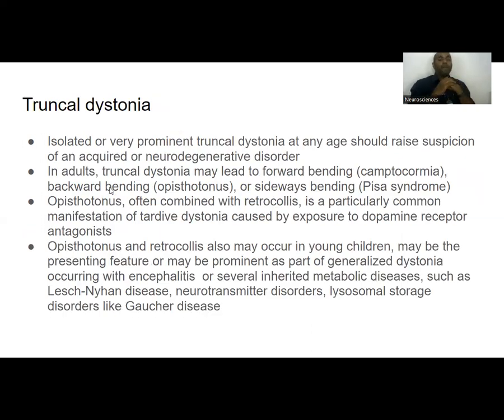Truncal dystonia, isolated or prominent truncal dystonia at any age, should raise suspicion of an acquired neurodegenerative disorder. It can be bending forward, backward, sideways. Opisthotonus, often combined with retrocollis, is a particularly common manifestation of tardive dystonia. So all these patients with tardive dystonia will have opisthotonus combined with retrocollis. If it is occurring in young children, it may be a part of generalized dystonia due to several inherited metabolic disorders such as Lesch-Nyhan, neurotransmitter disorders, storage disorders. So truncal dystonia should raise suspicion.